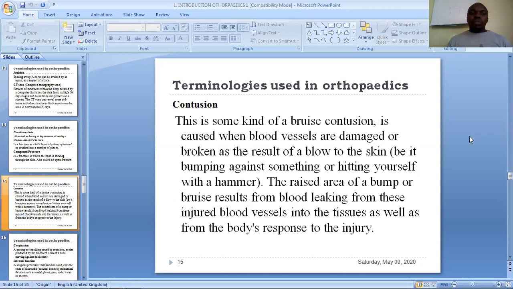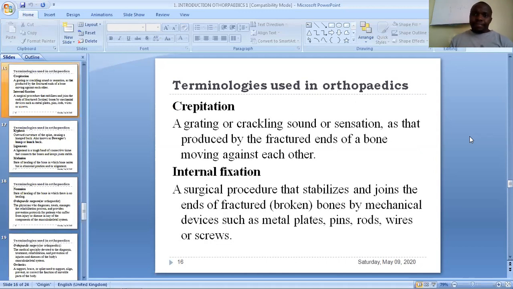The other terminology to look at is contusion. This is a bruise. Contusion is caused when blood vessels are damaged or broken as a result of a blow to the skin, be it bumping against something or hitting yourself with a hammer. That can lead to a contusion. The raised area of a bump or bruise results from blood leaking from these injured blood vessels into the tissues, as well as from the body's response to injury.